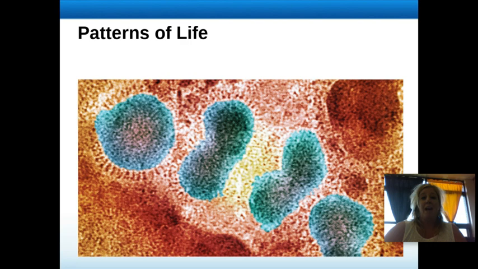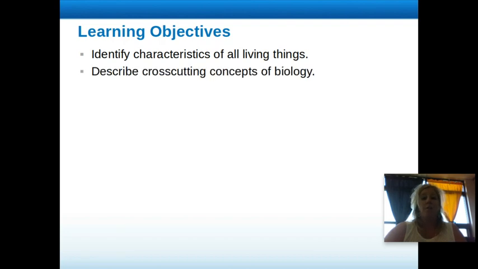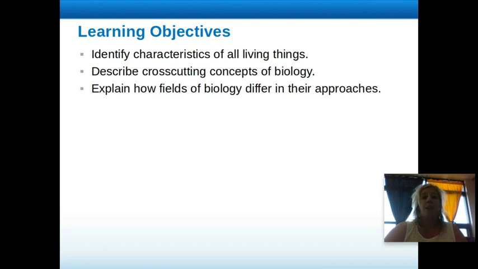We are now on the last section in Chapter 1, Lesson 1.3, called Patterns of Life. The learning objectives for this section include identify characteristics of all living things, describe cross-cutting concepts of biology, and explain how fields of biology differ in their approaches. Explain the importance of the metric system.